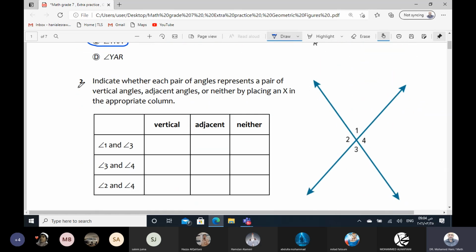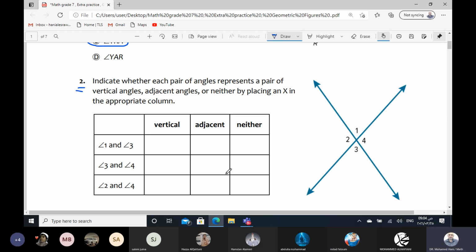Exercise number 2. Who can read exercise number 2, please? Mr. Milad. Indicate whether each pair of angles represent a pair of vertical angles, adjacent angles, or neither by placing an X in the appropriate column. Great.